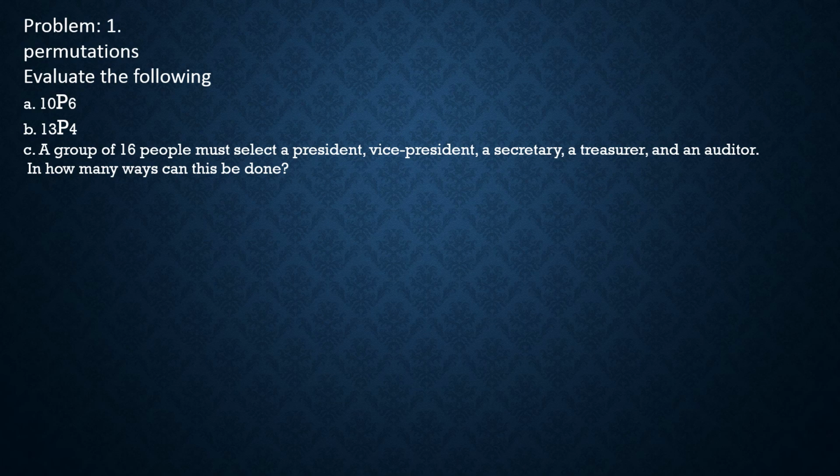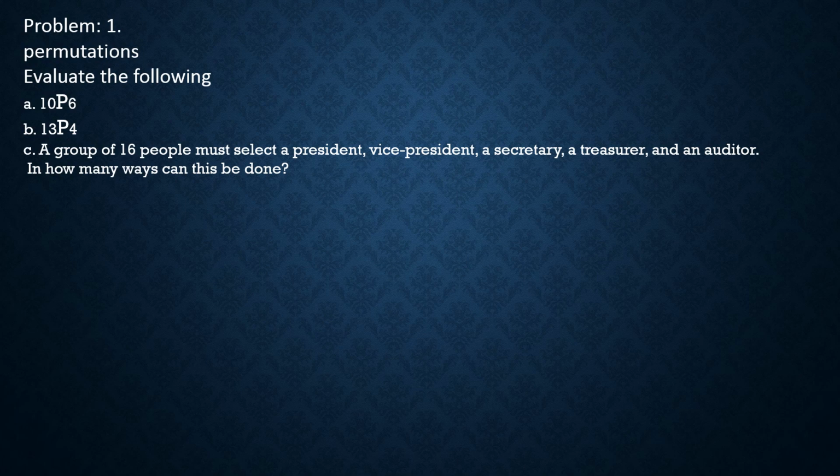So we have here three items or three problems under this one. Evaluate the following. Letter A, permutation of 10, taking 6 at a time. Letter B, permutation of 13, taking 4 at a time. Letter C, a group of 16 people must select a president, vice president, a secretary, treasurer, and auditor. In how many ways can this be done?